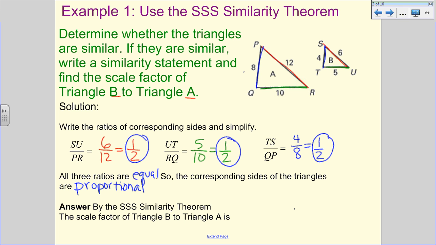So we're going to write our similarity statement: triangle PQR is similar to triangle SUT. Now they ask for the scale factor of B to A. Well, because we set our ratios up with the B over the A, this was the B triangle side over the A triangle side, and we did that for all three of them. I know that my scale factor is 1/2.